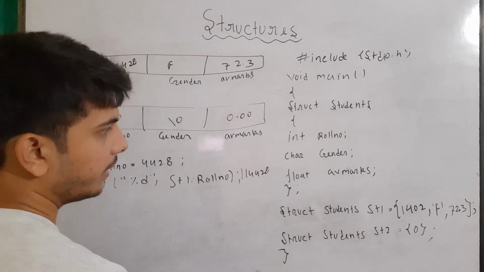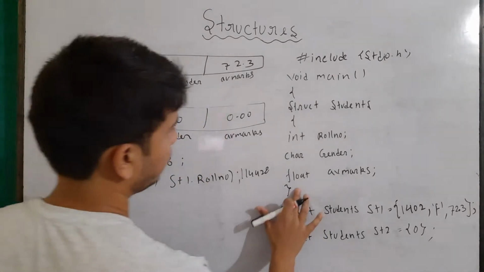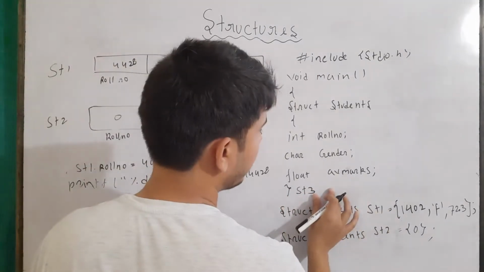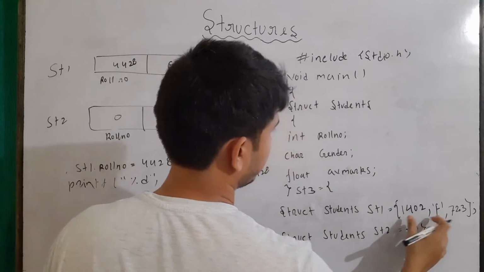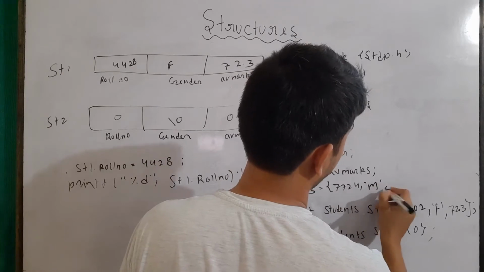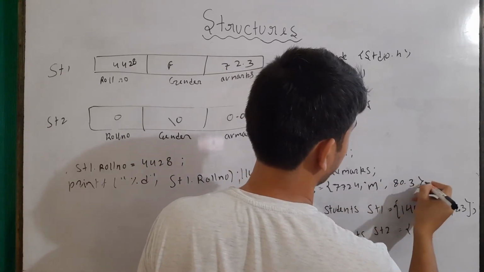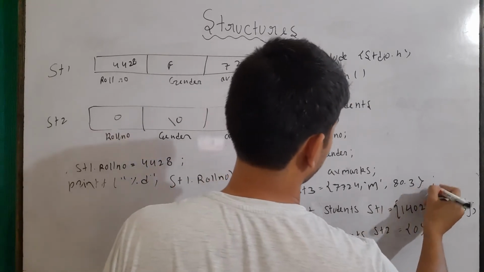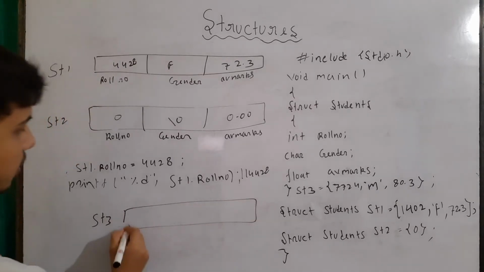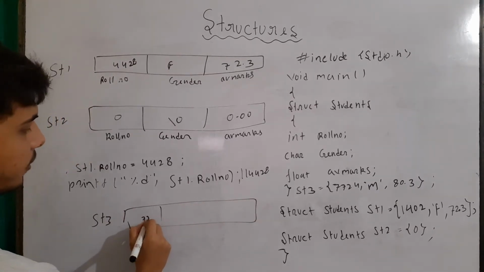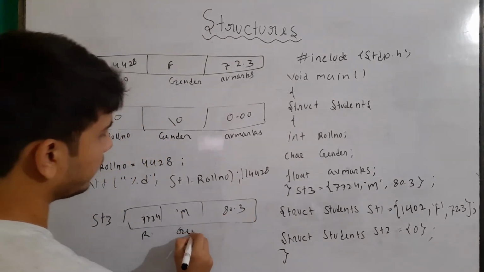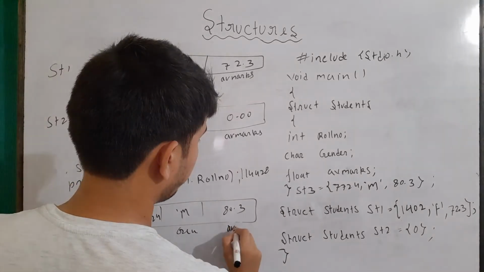Now this is one way. Now let's say I am using the variables here, okay? So I am using here st3, right? So to initialize values from here, we will use the same process, okay? I can write here, let's say 7724, then character, let's say m, and then average marks, let's say 80.3, okay? So same thing we are using here also, right? So there will be st3 and then values, the roll number will be having 7724 and then m and then 80.3, okay? This is gender and this is average marks, right?